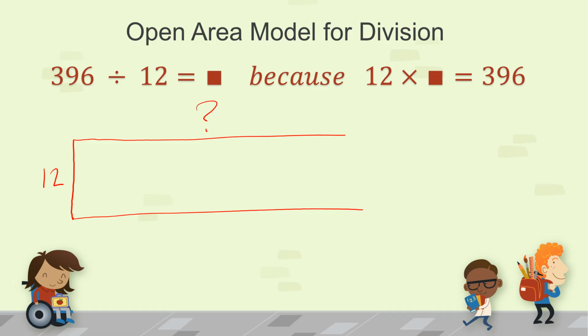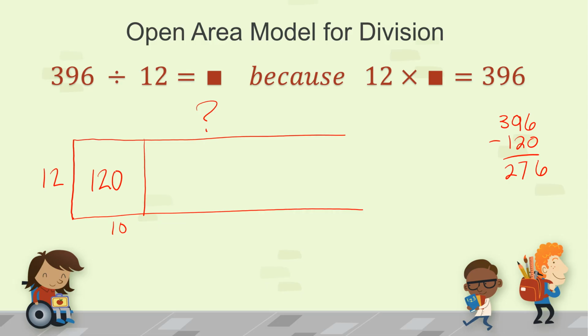Well, 12 times what will give me 396? I don't know. Can I try 10? Because that's something that I know, right? 12 times 10 is 120. So I have used 120. I have 396. I have used 120. So I have 276 left.